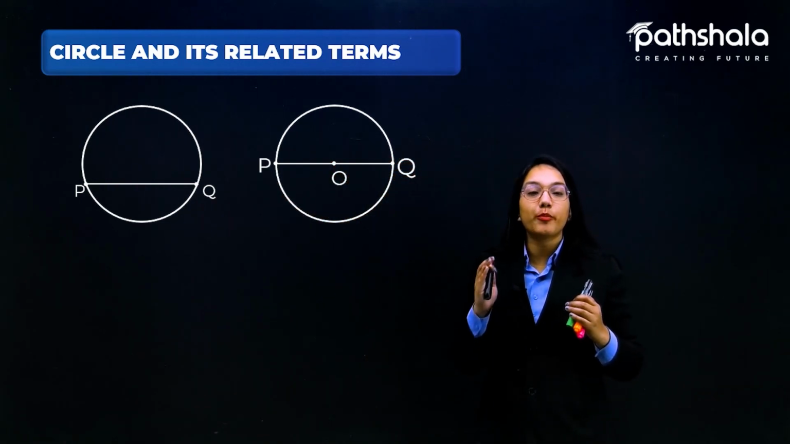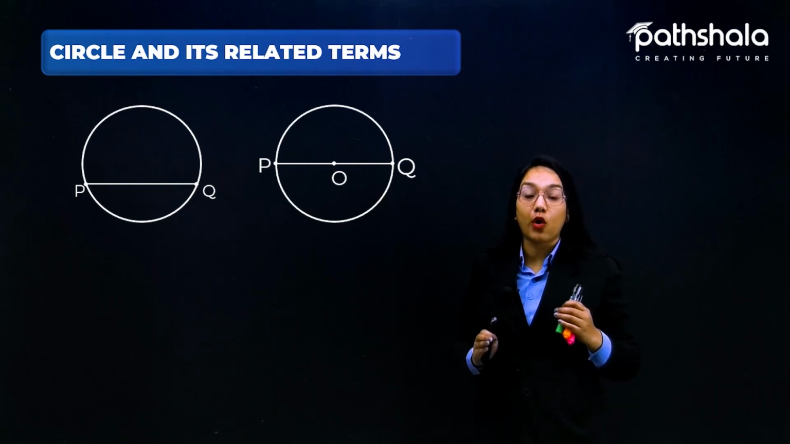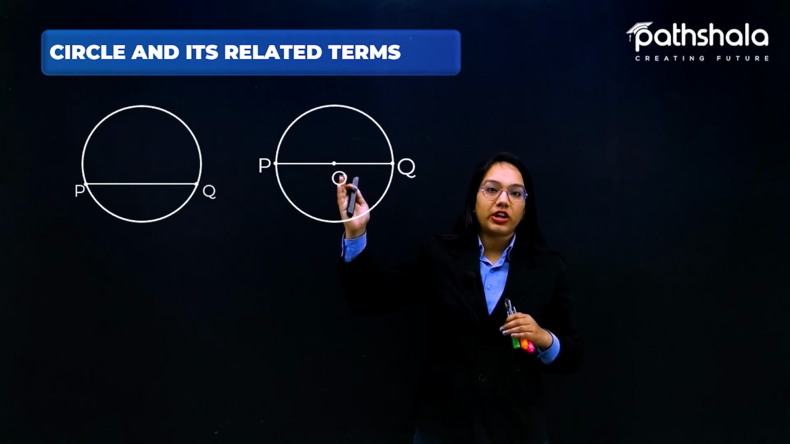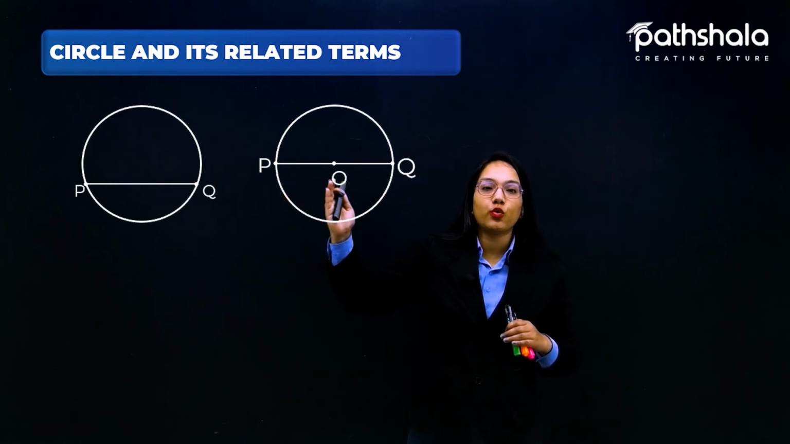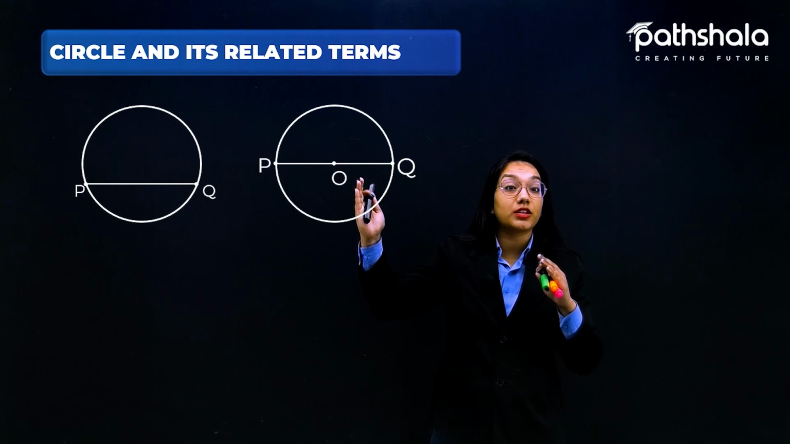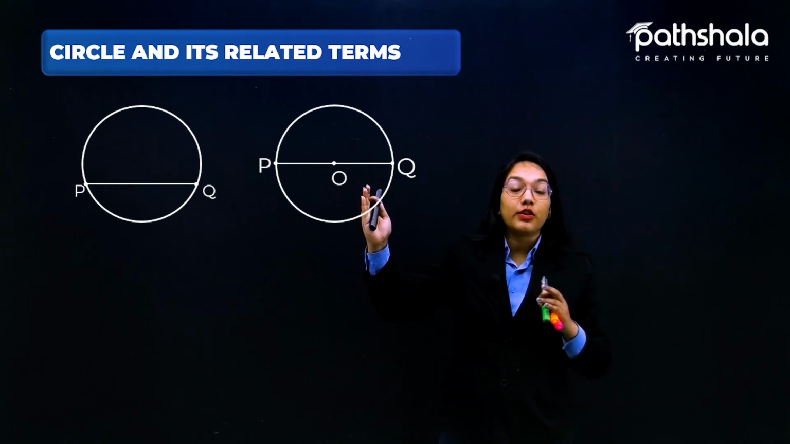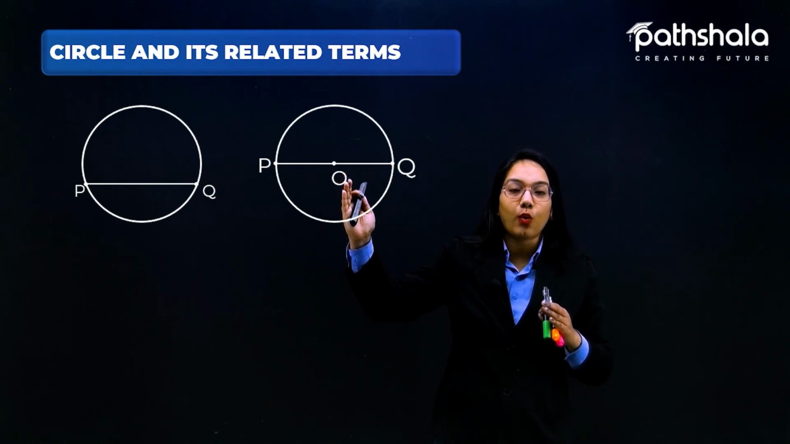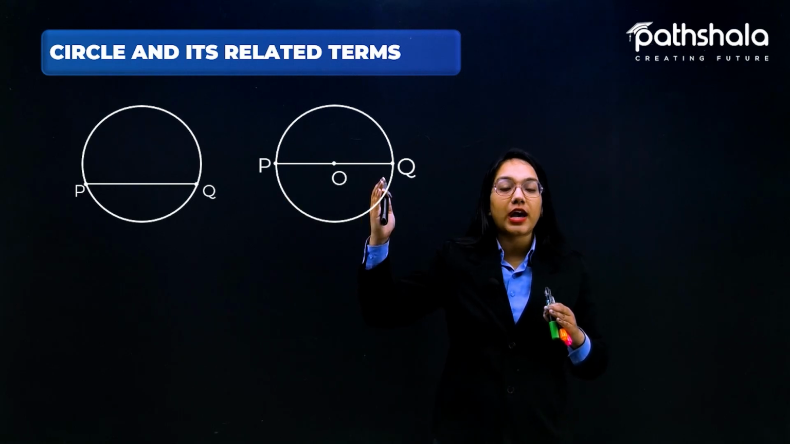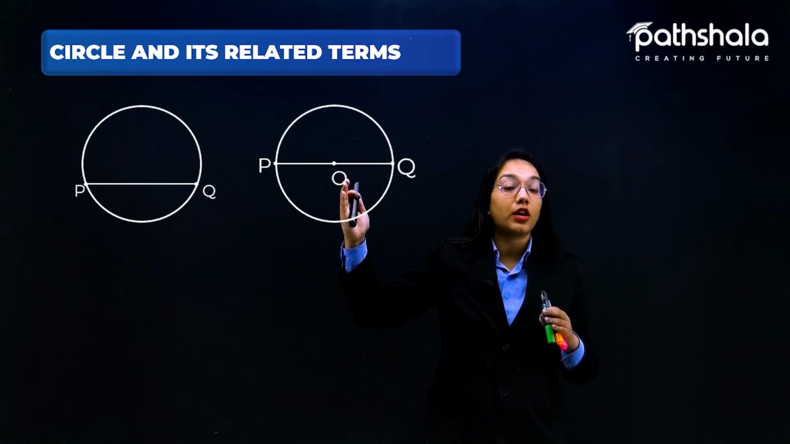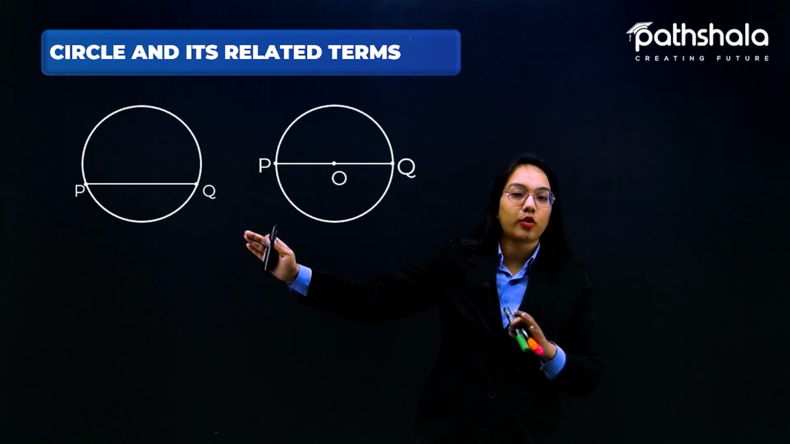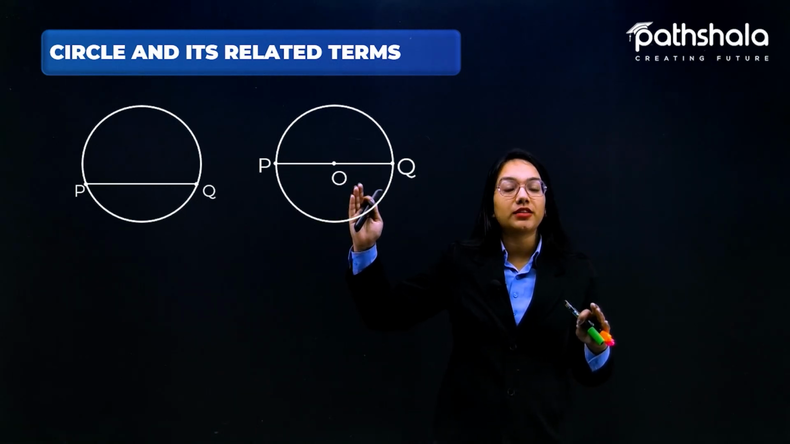But there is a special important point related with this particular chord, which is not present in that chord. What is that? As you can see over here, this chord PQ is actually passing through the center of the circle. This point represents the center of the circle O, and this chord PQ passes through it, which is not the case as in the previous one, because that did not pass through the center.